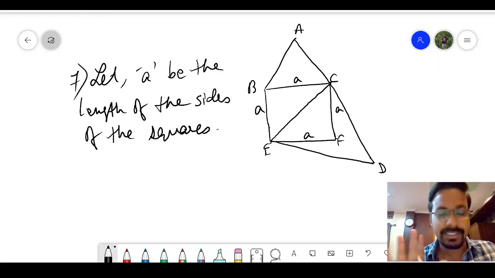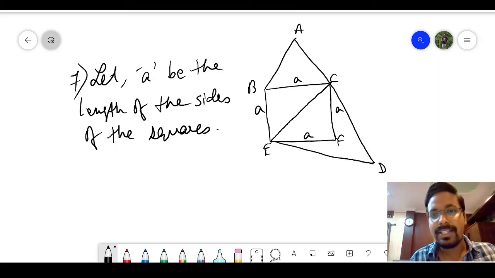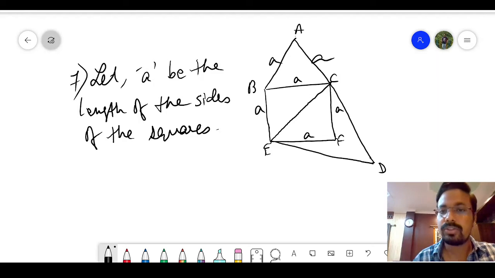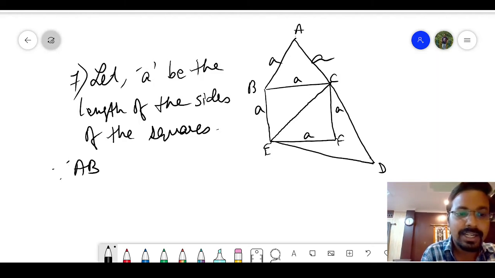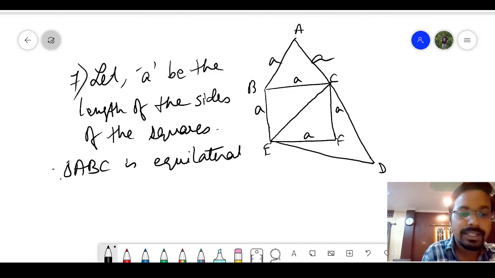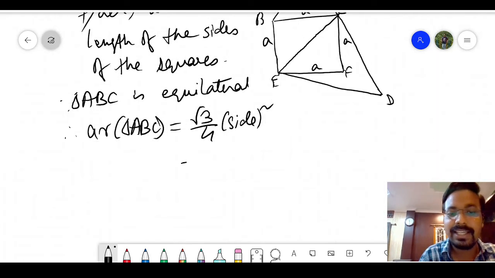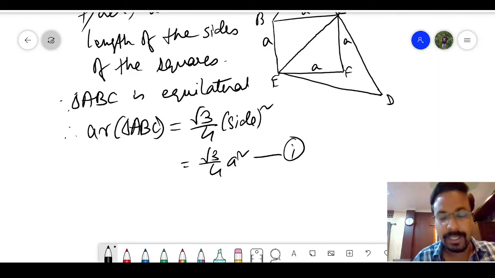Pretty simple, straightforward. Now from this diagram, since ABC is an equilateral triangle, if this is A, this will also be A and this will also be A. So since triangle ABC is equilateral, the area of triangle ABC is equal to what? Root 3 by 4 into side squared. What is the side? The side is A. So root 3 by 4 into A square. This is number 1. Done.